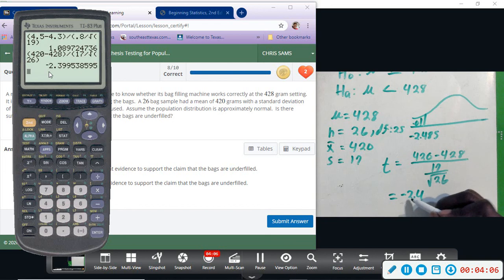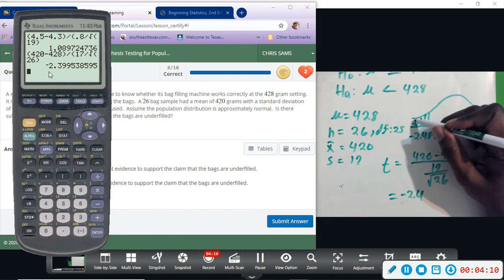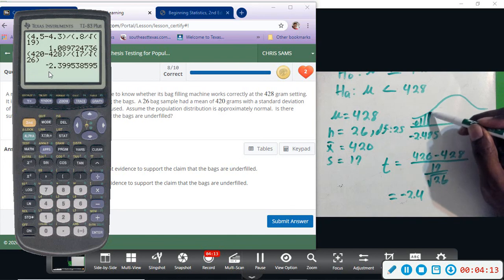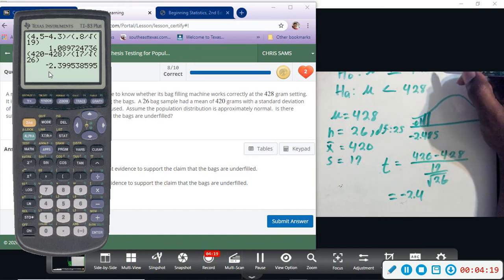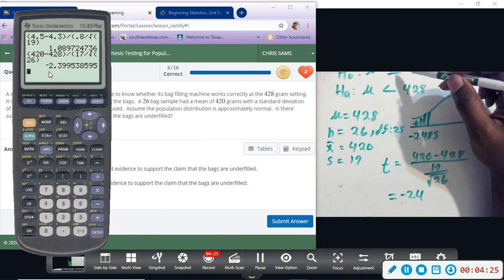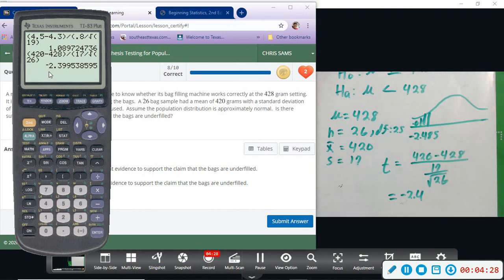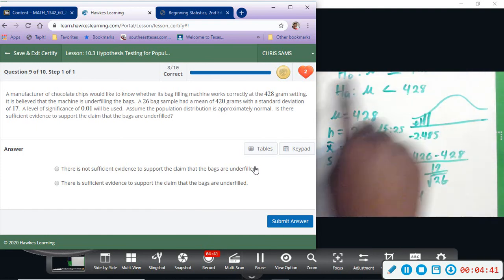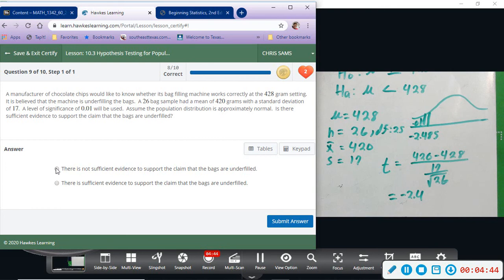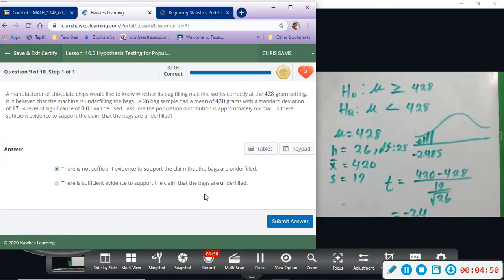So it's pretty close. Negative 2.4 is just in front, not quite past negative 2.485. In this case, we fail to reject, which means there is not enough evidence to say the mean is less than 428. The wording is: there is not sufficient evidence to support the claim that bags are being underfilled. So either there is enough evidence to support the claim, or there's not enough evidence, and this is the claim up here that we're pointing at.